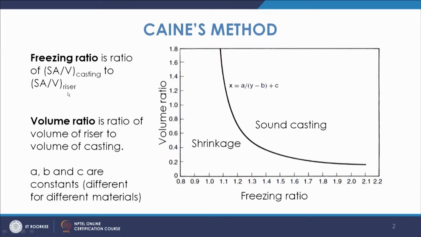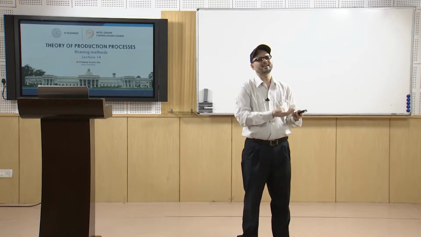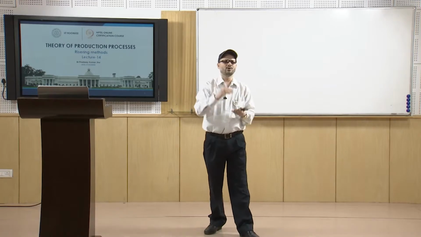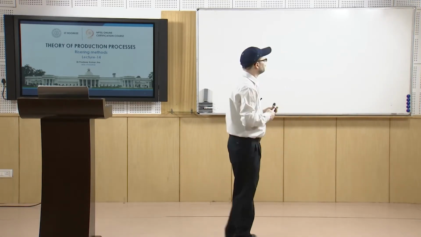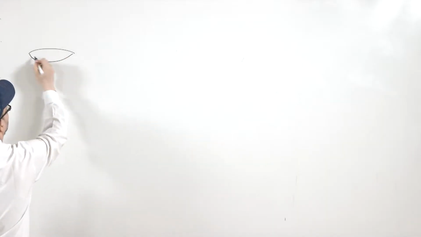Now, find SA by V of the riser. For the riser, you have to know what kind of riser you want to have. Suppose you are taking a cylindrical riser with all its faces taking part in extracting the heat.